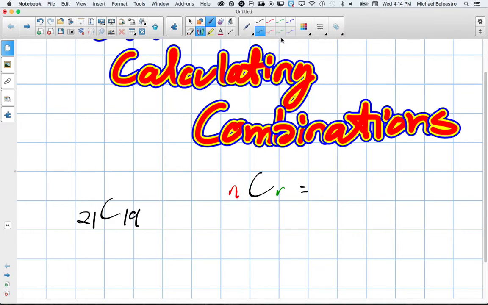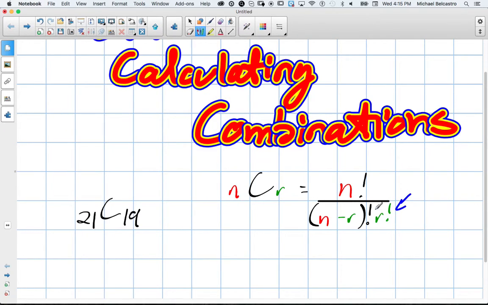So if you're going to calculate this by hand, the formula goes n factorial, and that is above in brackets. You'll have n subtract r, whatever that is, you put the factorial, and then you multiply that again by r factorial. It's pretty close to the permutation. The difference is the permutation does not have this r factorial in the denominator. So the traditional way to calculate it is to actually calculate all the factorials.